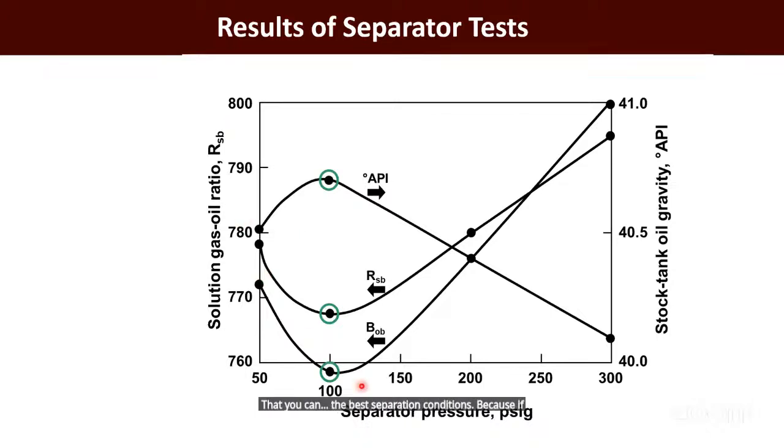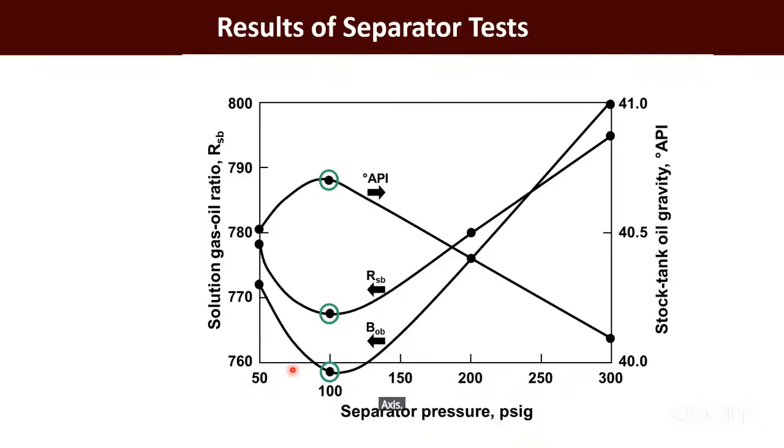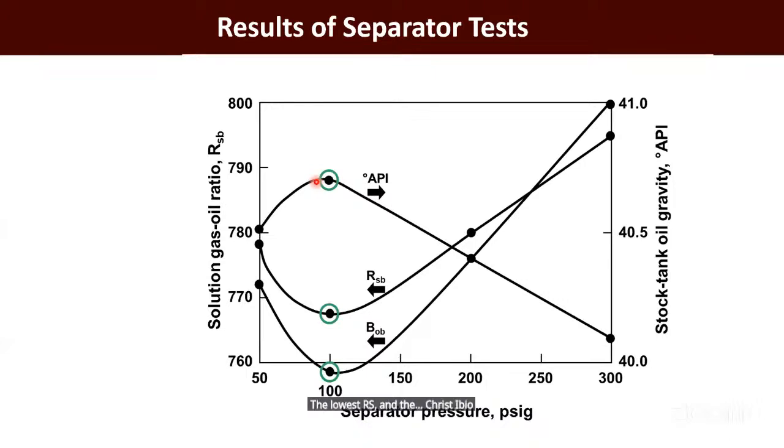If you check this figure, it represents separator pressure on the x-axis, stock tank API on the y-axis, and the solution gas oil ratio on this axis. At a specific separator pressure, which may be different from one fluid to another, you should have an optimum separation. So in this case, at 100 psi, you have the lowest Bo and the lowest Rs and the highest API, which is the optimum in this case. And why is it optimum in this case? Because you released most of the gases at this condition.